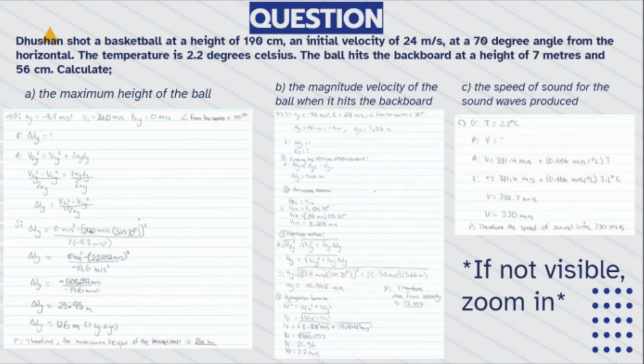Usually shot a basketball at a height of 190 centimeters, initial velocity of 24 miles per second, and a 70-degree angle above the horizontal. The temperature is 2.2 degrees Celsius. The ball hits the backboard at a height of 7 meters and 56 centimeters.